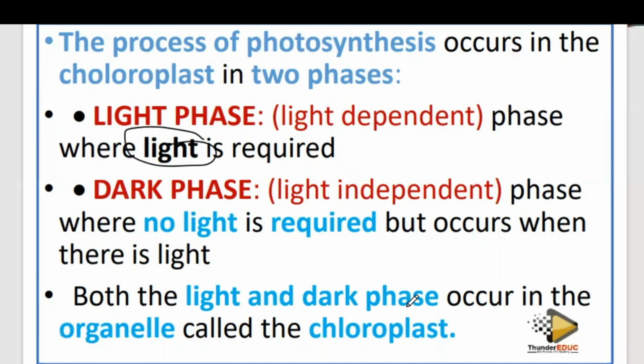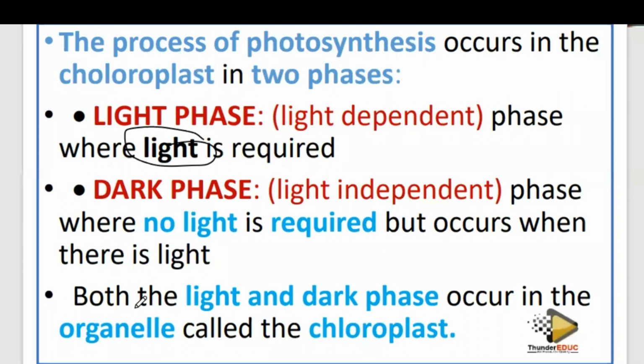These two occur concurrently, meaning that this one is occurring and the other one is also occurring. But if light goes and the dark phase has not finished, it continues until it finishes. However much light is there, it is not needed in the dark phase. It's not a must that the dark phase must occur at night only. It occurs when the light is there, but that light is not needed.